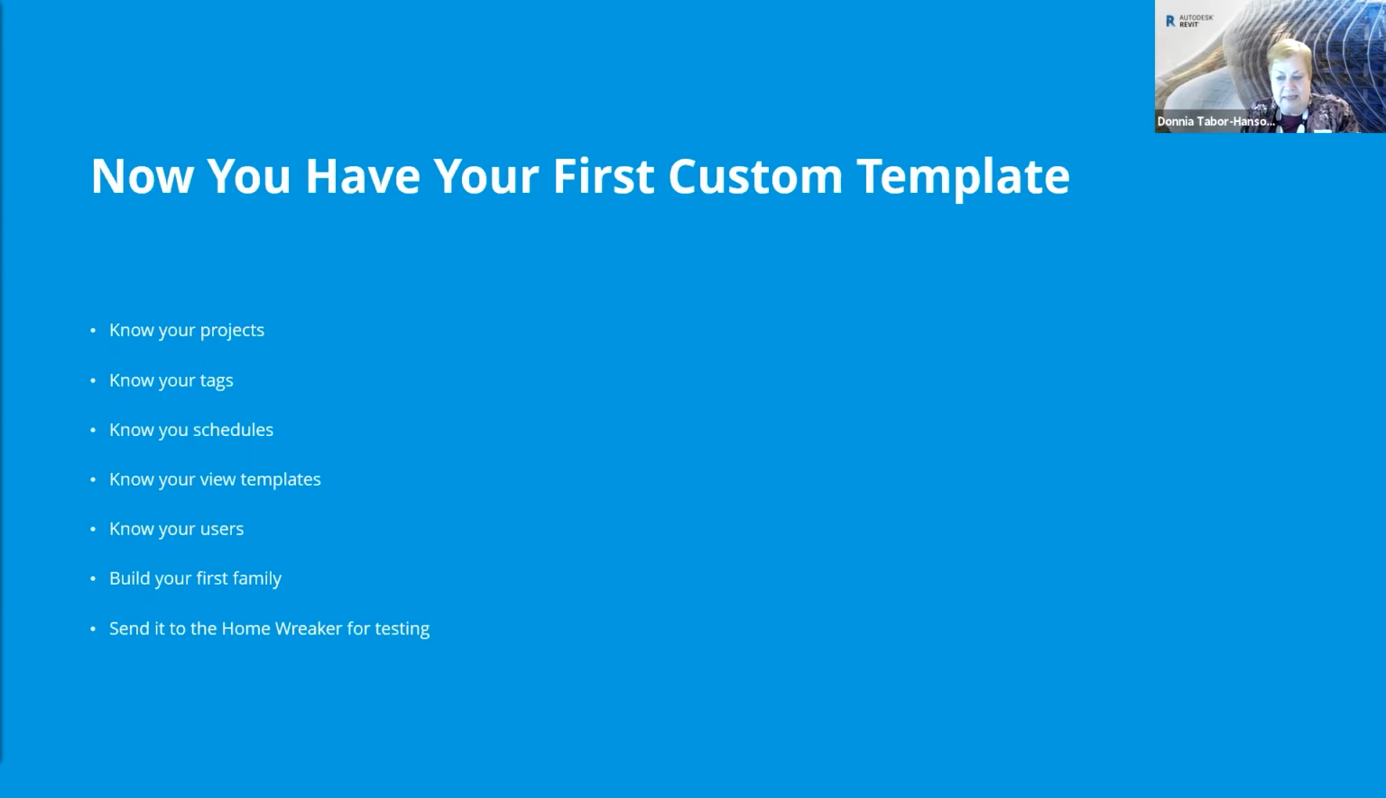And when I mean test your first family, send it to the home wreckers. Send it to the one in the office that breaks everything. They are going to be your new ally on how did you get it where it's not usable? Did you miss something in your array, for example? Did you miss having a line show up when it wasn't supposed to or something? Did you miss something in your view? So send it to the home wrecker and ask them to test it for you.